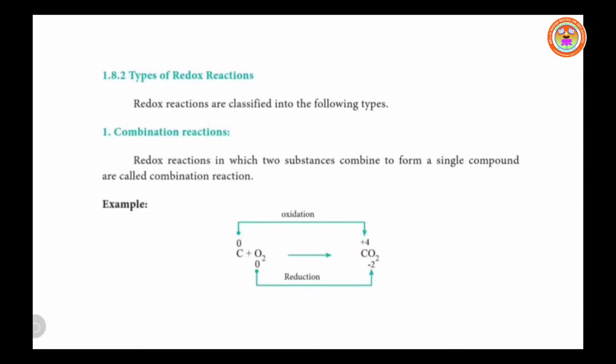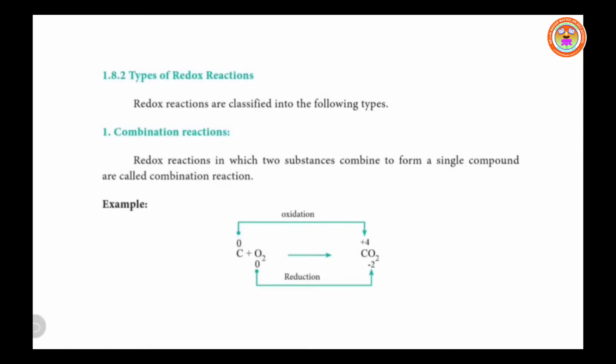Now we can see an example. Let us consider the example of carbon with oxygen. When carbon reacts with oxygen, carbon dioxide is obtained. Here two substances, carbon and oxygen, combine to form a single compound, carbon dioxide. So this reaction is an example of a combination reaction.